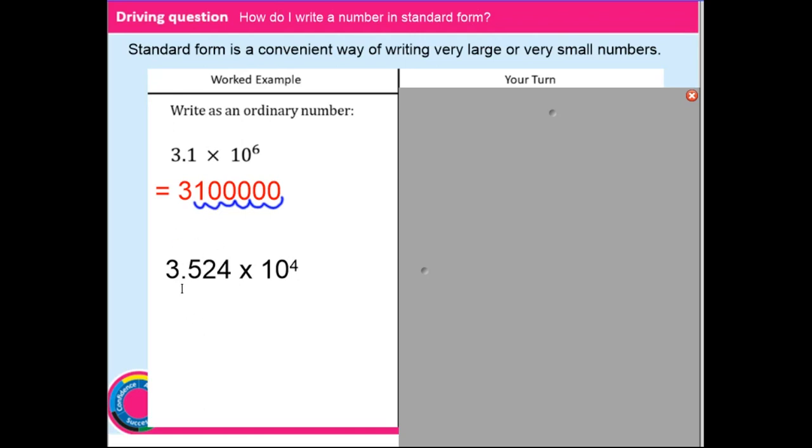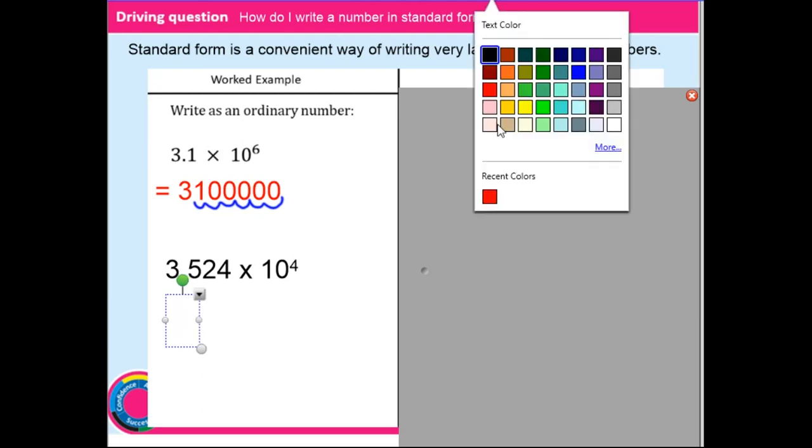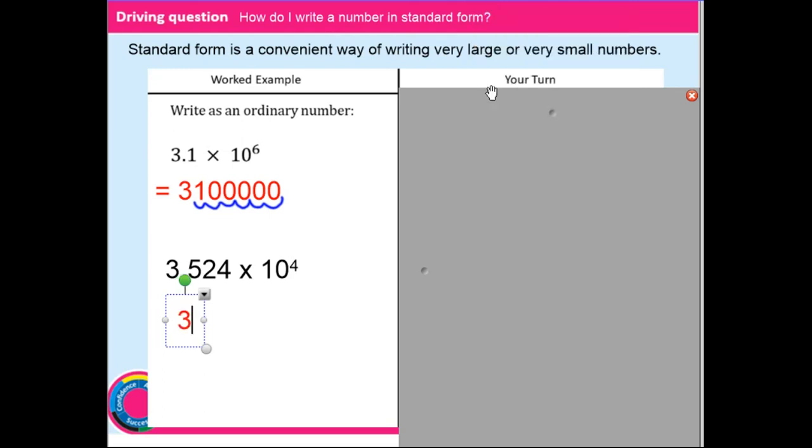Okay, this one I want to multiply 3.524 by 10 to the power of 4. So in other words, I want to multiply by 10 4 times. So if I multiply by 10 once, I get 35.24. If I multiply by 10 twice, I get 352.4. 3 times, I get 3,520. And then again, 35,200. I'm going to do my little check again. 1, 2, 3, 4.